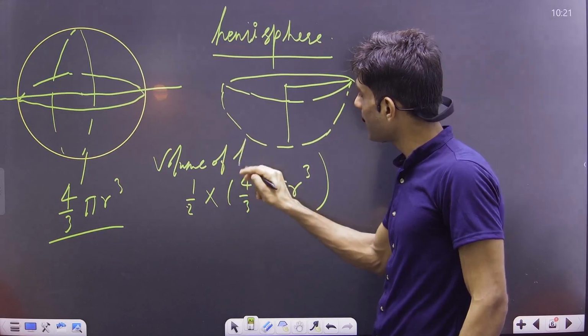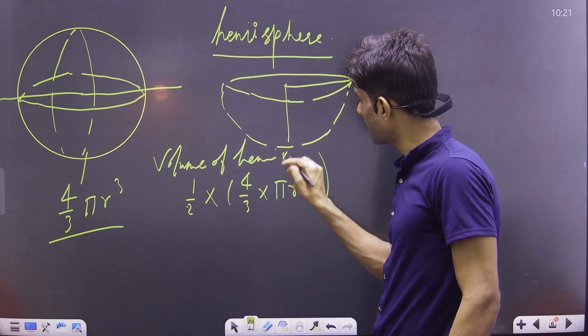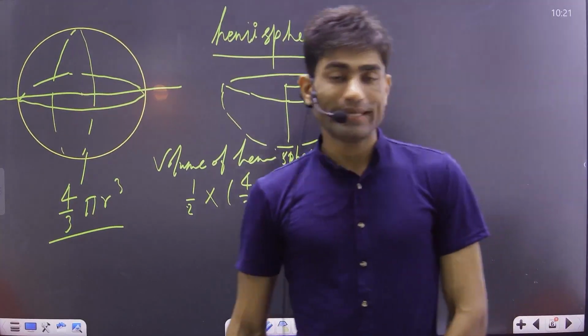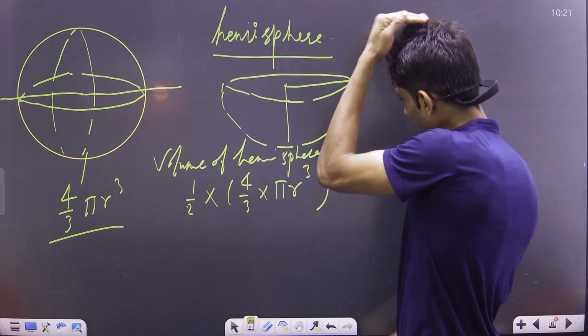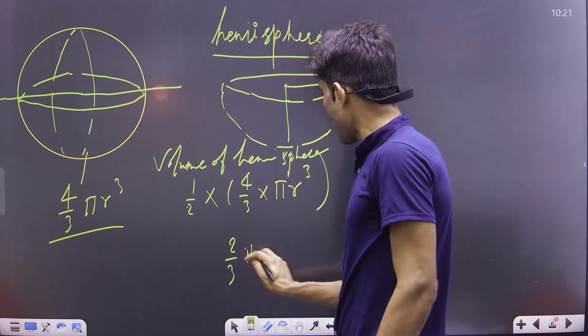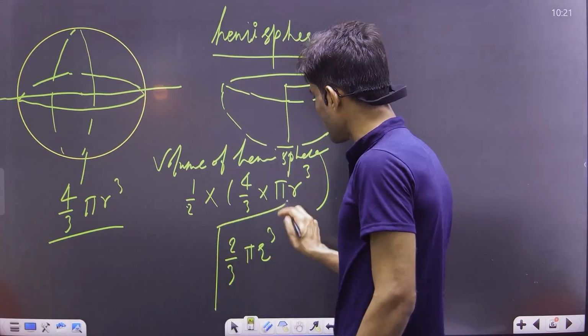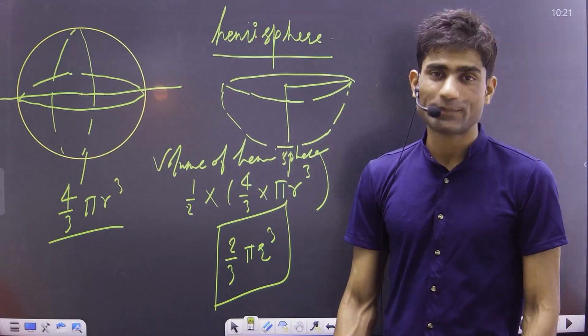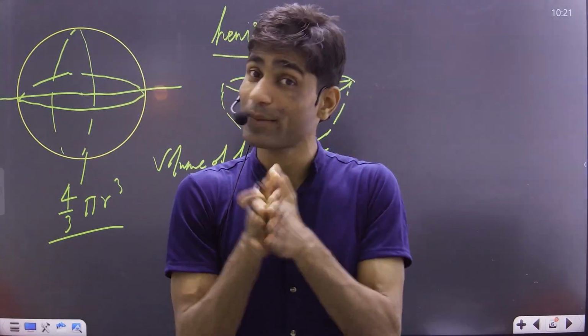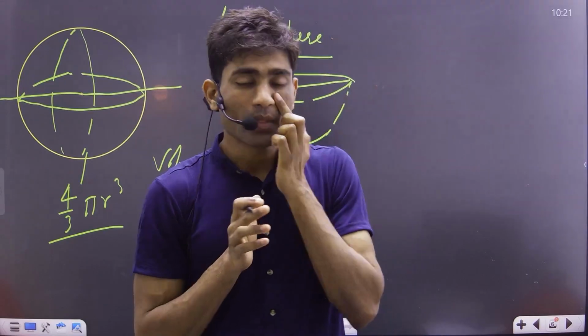Volume of hemisphere. This one is the volume of a hemisphere here. Now divide 2 into the 4, so 2 by 3 pi r cube, which is actually the volume of a hemisphere here. Now I hope you all have understood the meaning of hemisphere and the volume of hemisphere.